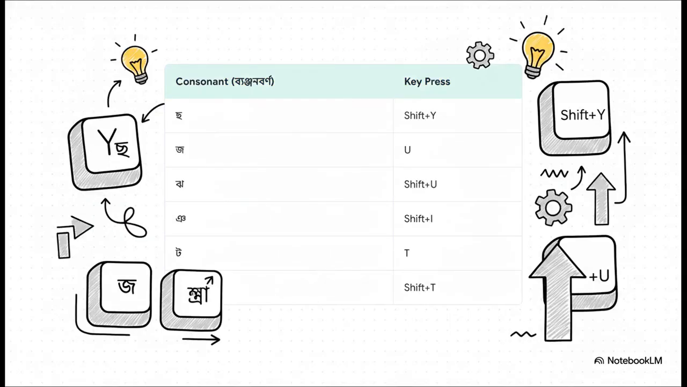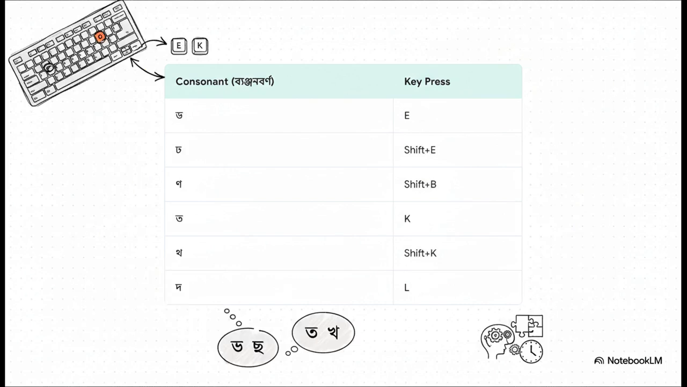And that same rule just keeps on going here. Cha is on Y, so its aspirated form, chha, is just Shift Y. Ja is on U, so jha is Shift U. Seriously, once you grasp this simple Shift key logic, you've already learned a huge chunk of the keyboard. The pattern holds true for this next set as well. You've got da on the E key, making dha Shift E. Same thing with ta on K and tha on Shift K. We're just breaking these into small, bite-sized chunks, so it's easier to absorb all the mappings.